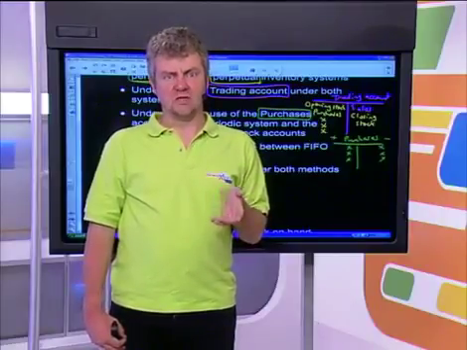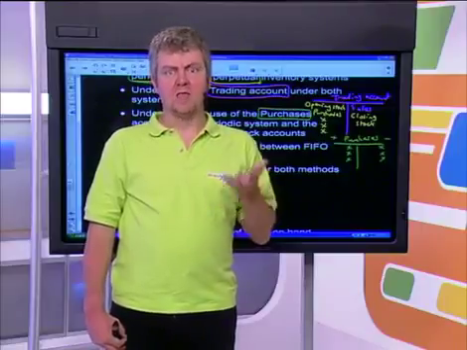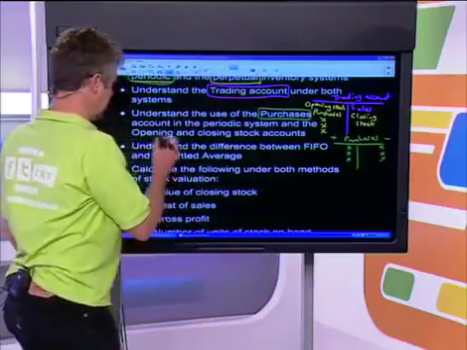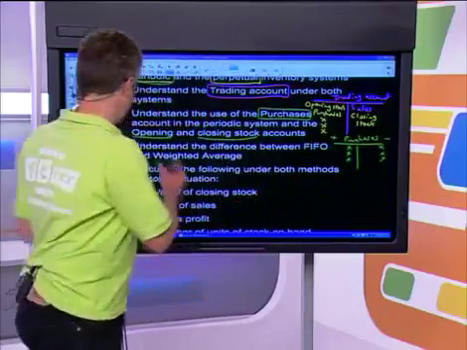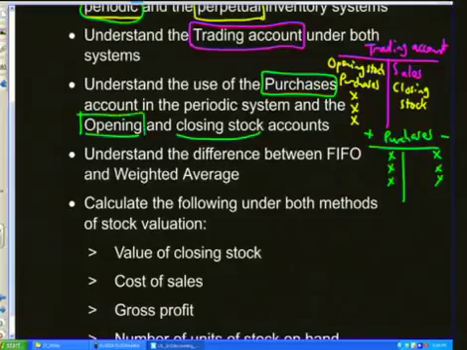If you're not sure, either send me a question on Facebook or on Twitter, or otherwise you could just look in your book again at the format of this purchases account to make sure you understand it. Also very important are the two opening stock and closing stock accounts. Remember, under the periodic stock system, we do not keep track of our trading stock every single day. We only calculate it at the end of the period. So your opening stock would be the value of your trading stock at the beginning of that period, and the closing stock would be the value of your trading stock at the end of that period.